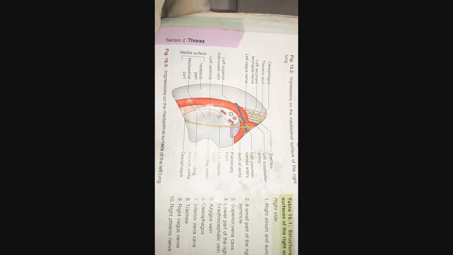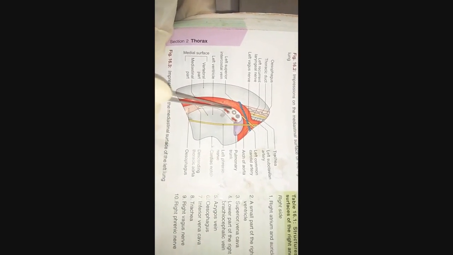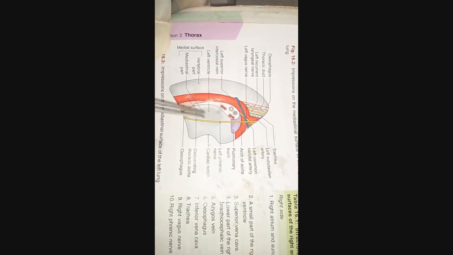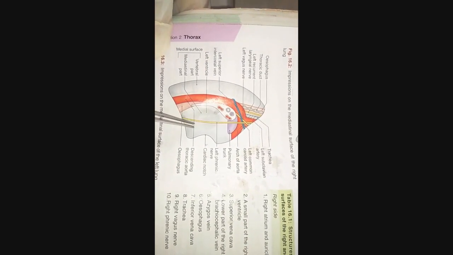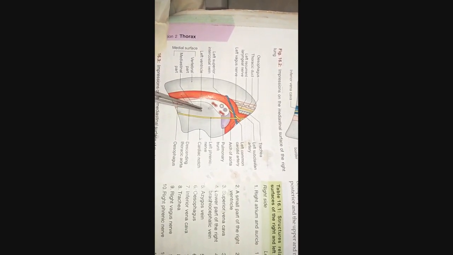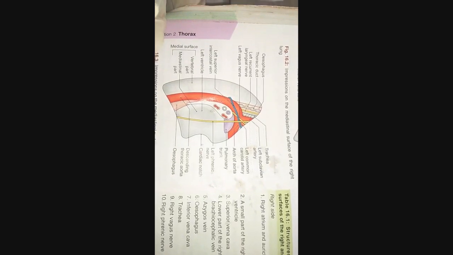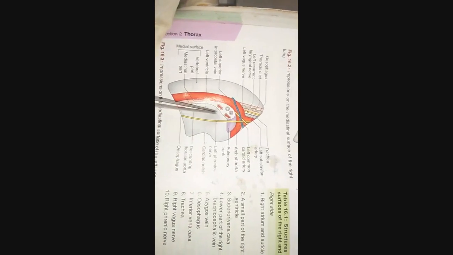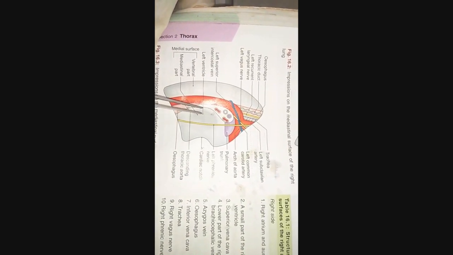Now this is the impression on the mediastinal surface of the left lung. You can see here the left lung root and the pulmonary ligament. In front of it is a large impression. If we compare, the cardiac surface related to the left lung is more concave than the impression present in the right lung. I will show you in the lung. This is the impression for the left ventricle.